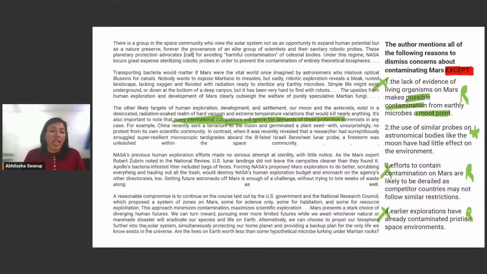So then the only answer that is possible for us is option number 2, that on astronomical bodies like the moon have had little effect. So they're probably not going to have any effect later. So this is not one of the reasons to dismiss concerns. Okay. Reasons to dismiss concern: 1, 3, and 4. Okay. I hope you got that. All right, let's go to the next question.